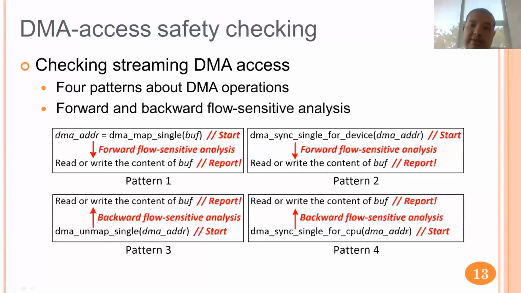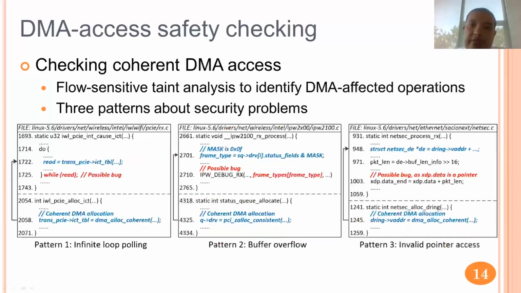Now let's see how to check DMA access. For streaming DMA access, we check 4 patterns about DMA operations, which are shown in the figure. Specifically, we perform forward and backward flow-sensitive analysis of the driver code to check these patterns. For coherent DMA access, we first perform flow-sensitive taint analysis to identify the operations affected by DMA data, and then check security problems with 3 patterns, namely whether the DMA data affects bad loop condition, array index, or pointer access offset.